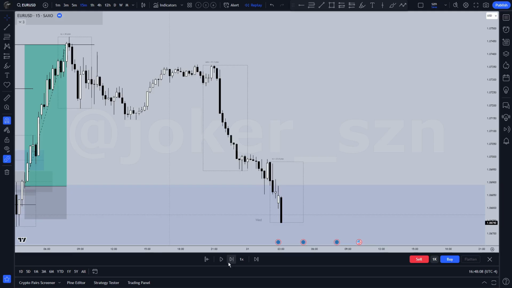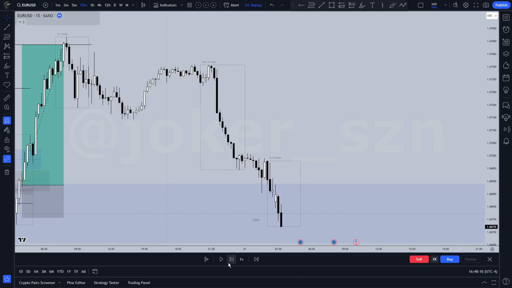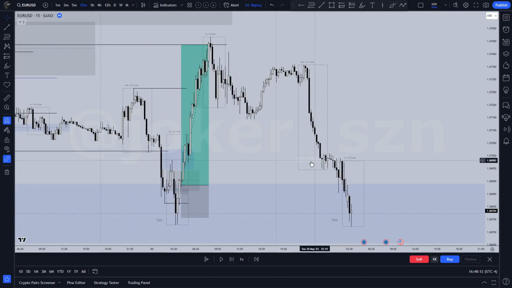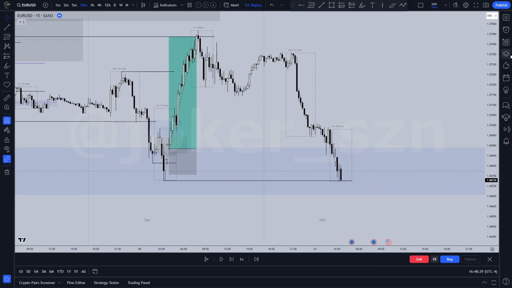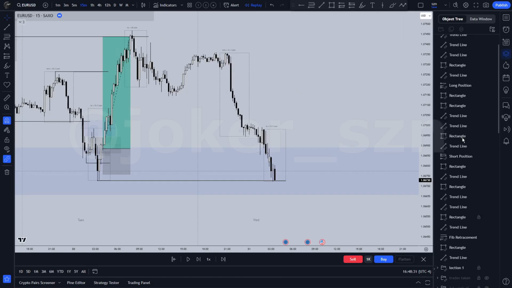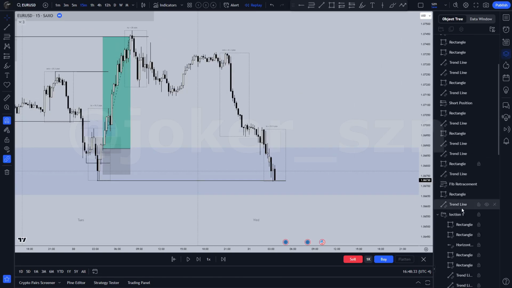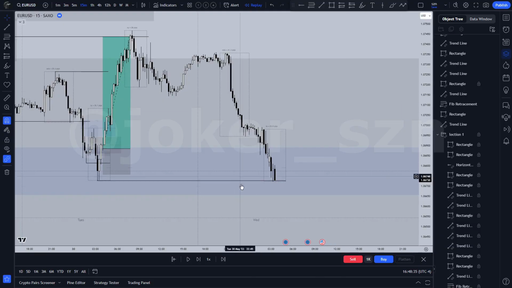And there we go, we have London session, and you can see how price is just slowly trading down, and then we take out the previous day's low, and if you remember, we also had the daily order block here, right?